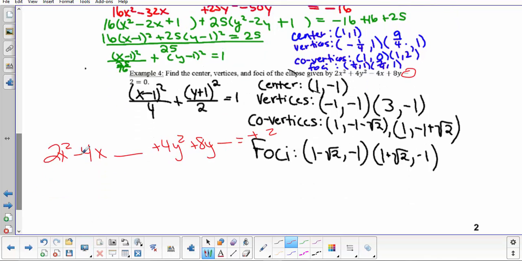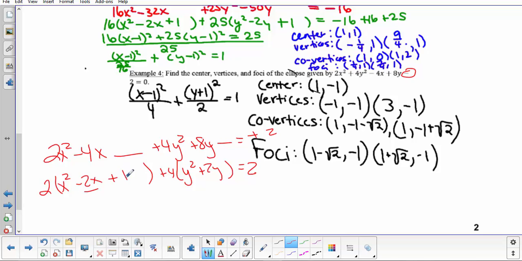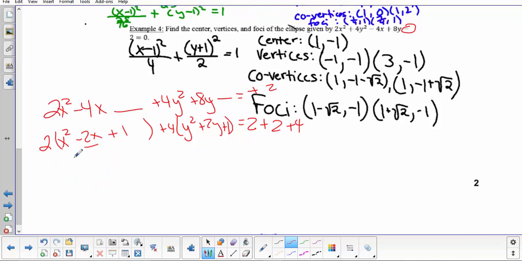So before we can finish completing the square, we have to factor: 2 times x squared minus 2x plus 4 times y squared plus 2y equals 2. So now I can take half of 2 is 1, 1 squared, I'm going to add 1, so to the other side I actually add 2. Same thing here, half of 2 is 1, I add 1, but I really add 4. So now I have 2 times x minus 1 squared plus 4 times y plus 1 squared equals 8.